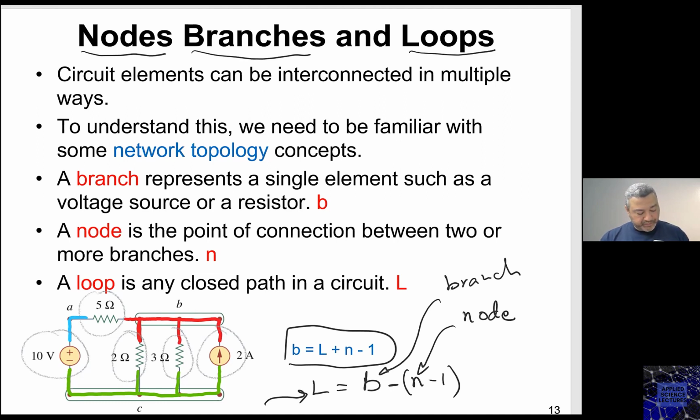Okay. So here, if we look at this circuit, what do we have? We have B, we said as 5, minus, how many nodes do we have? We have 1, 2, 3 nodes. So 3 minus 1 is 2. So in this case, we have 3 independent loops that are useful in solving, as we will see later on when it comes to the KVL and the mesh analysis.